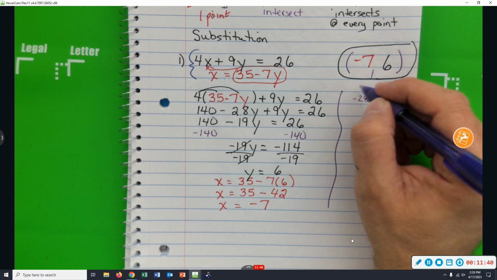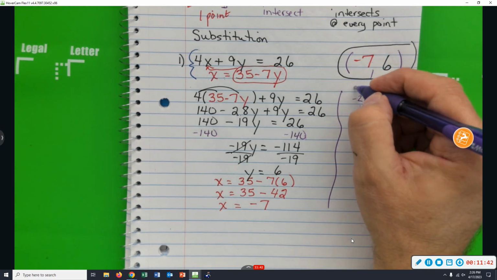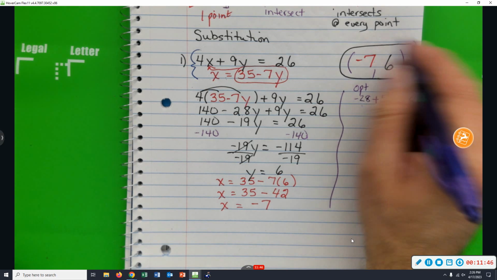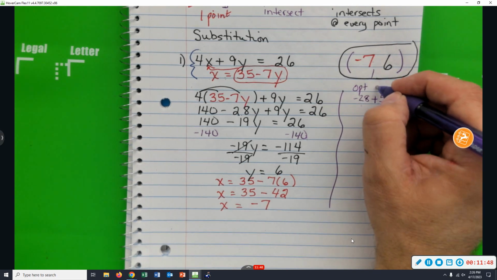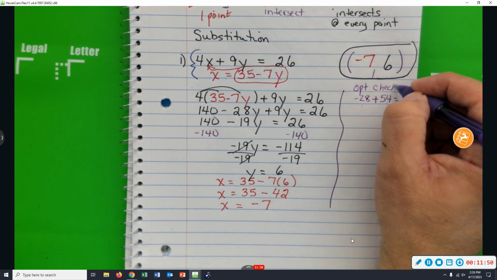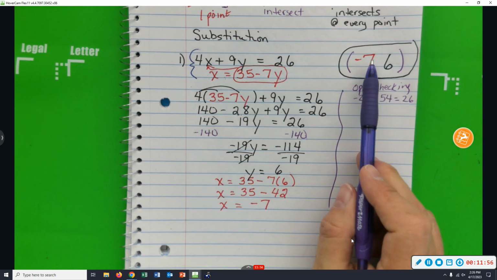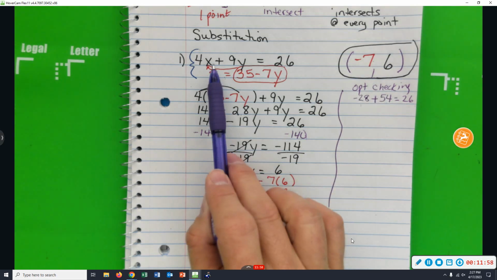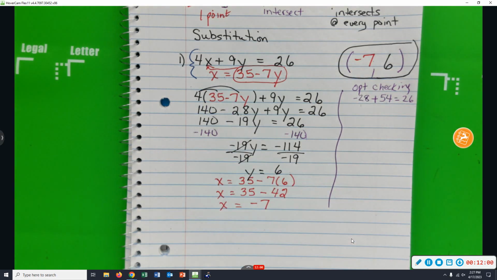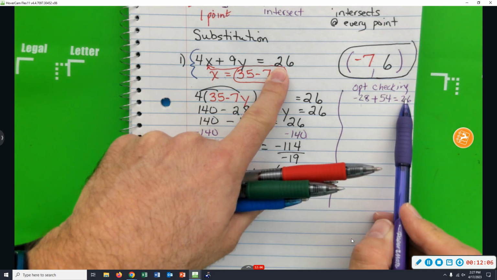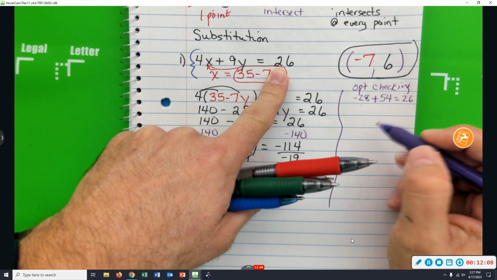By the way, what I'm doing right here is just optional, which means you don't have to do it. You have the answer once you circle that. Checking, if you were taking a test and you wanted to make sure it was right, okay? It's pretty easy to do. Just take the two numbers, plug them into both of the equations. It should make both of them true. Did it give us a 26 on the first one? Yes. That one checks.